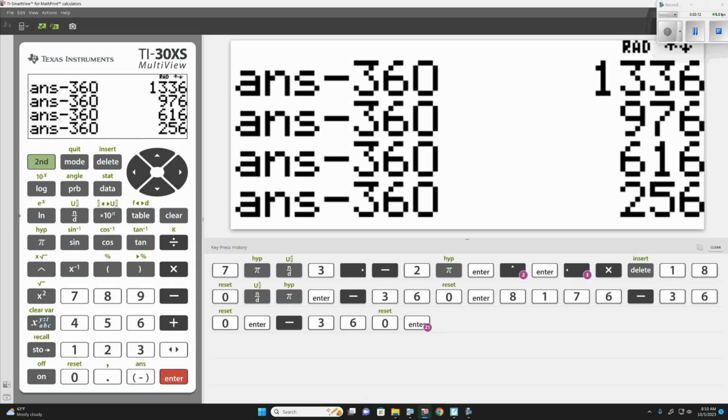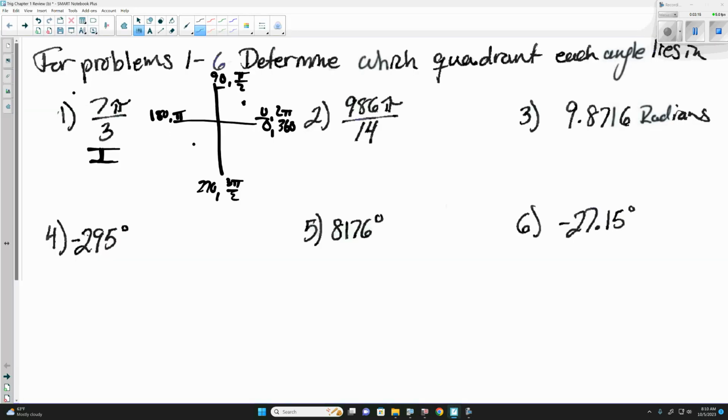So I just landed on 256. Exactly, because 256 is between 180 and 270. So it is quadrant 3. So on both of these here, on the answer key, I put Q3, Q1. You can put it as Roman numerals. You can put it as a number. I will take either, as long as for number 1 you don't put Q2, 3, or 4. And for 5, as long as you don't use 1, 2, or 4. As long as you use the correct number for that quadrant.